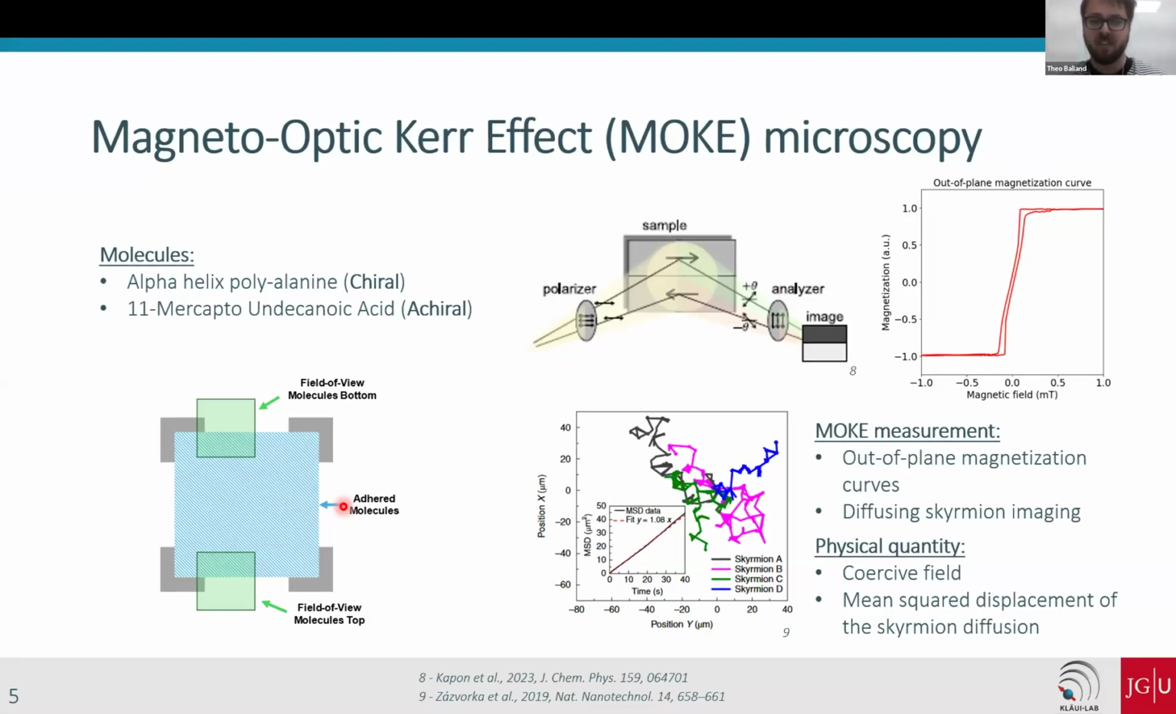We investigate this Skyrmion diffusion because it's a thermally activated phenomenon, and so it's very sensitive to changes in the energy landscape. So the effect of the molecule should be visible in the diffusion of the skyrmions.